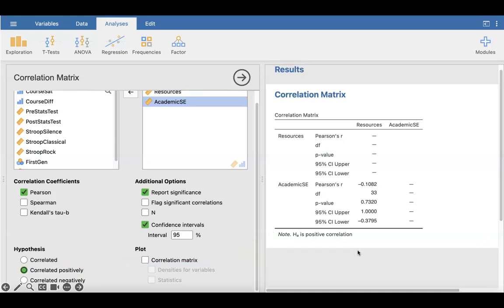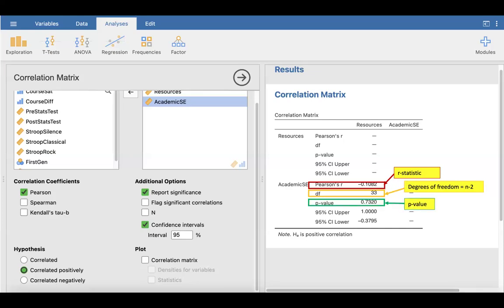So here we have our correlation matrix results, and we're just looking at the relationship between two variables here. And so there's some important information we need to look at. For Pearson's R, we would report our R statistic. And so again, we would round, so it's negative 0.11. We have 33 degrees of freedom, which is the sample size minus 2. We would report our p-value, and the p-value here is 0.73, which is very large, so we're going to fail to reject our null hypothesis.